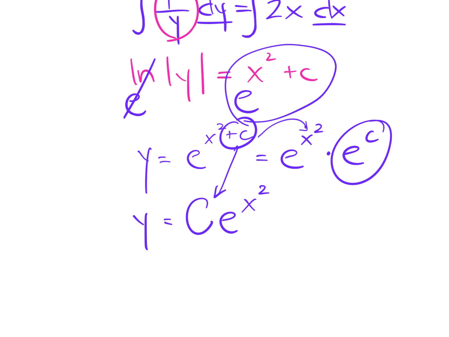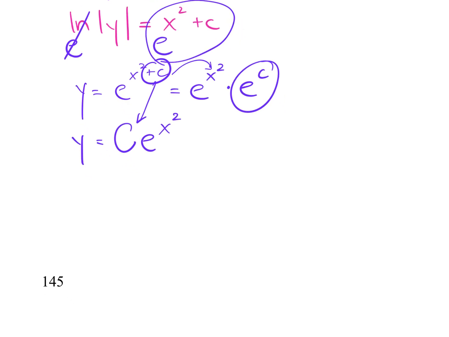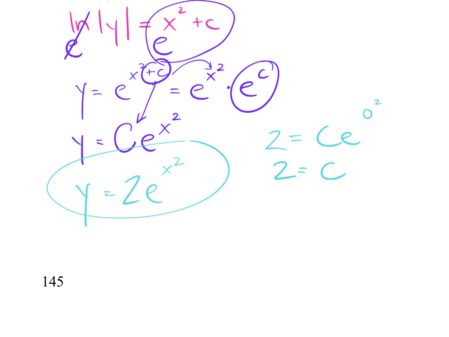In this place now, we have y of 0 equals 2. So what are we allowed to do with that? Yeah, I can plug it in. 2 is my answer for y. 0 is my x, right? 0 squared is just 0. And e to the 0 power is what? 1. So what is my big letter C? 2, yeah? Therefore, my final equation is going to be y equals 2e to the x squared. Once you solve. Questions about that?